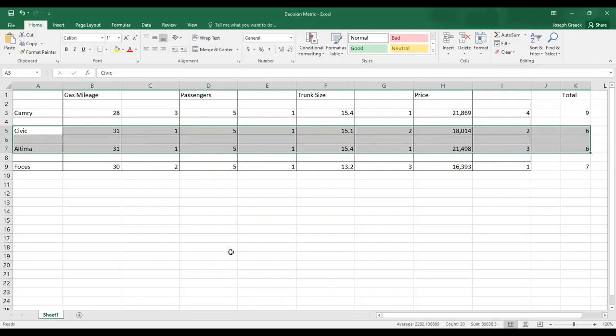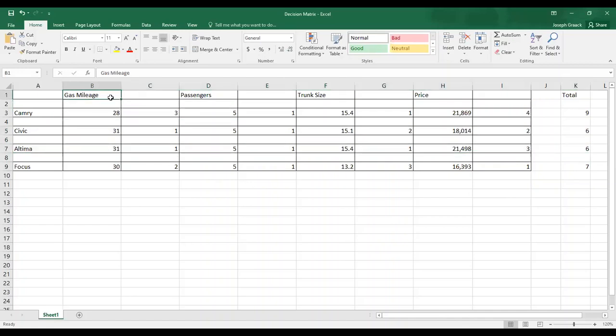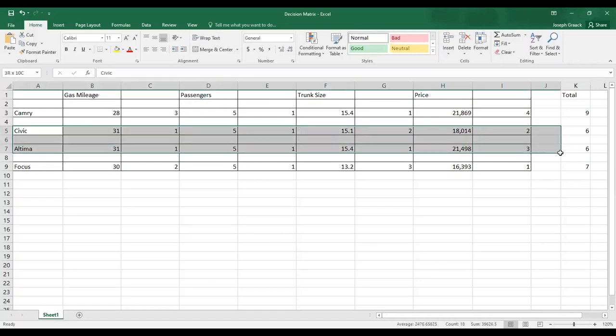So the reason that you would do a matrix on a big purchase like this is because you pick the things that are important to you: passenger, trunk size, price, gas mileage. The only difference between these 2 vehicles appears to be the price and the trunk size. So if you can deal with 0.3 cubic feet less space in the trunk, you'll save yourself $3,000. So that's why people and businesses will do a decision matrix. So that's what that is.